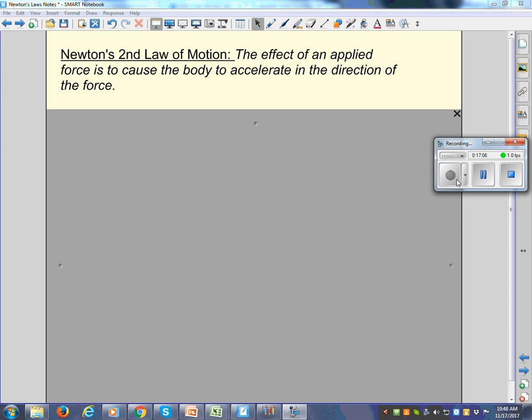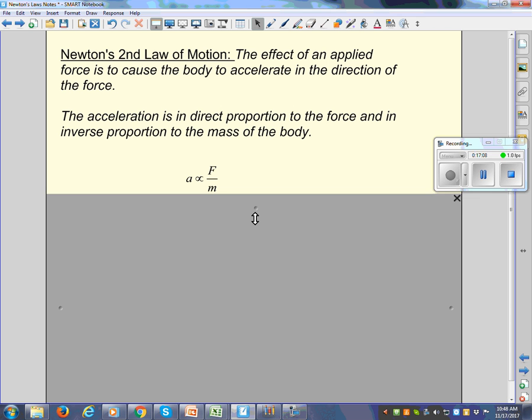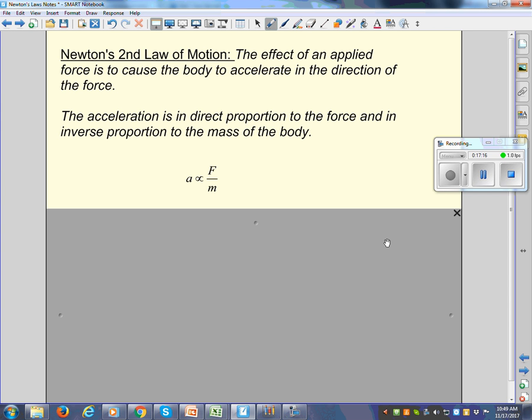Always. Okay? And you should also know that the acceleration is in direct proportion to the force and in inverse proportion to the mass of the body. And I'm going to explain what that means right after you jot that down. And I'm also going to explain what this funny looking symbol is right there. For now, just draw it like that. The acceleration is in direct proportion to the force and inverse proportion to the mass of the body.